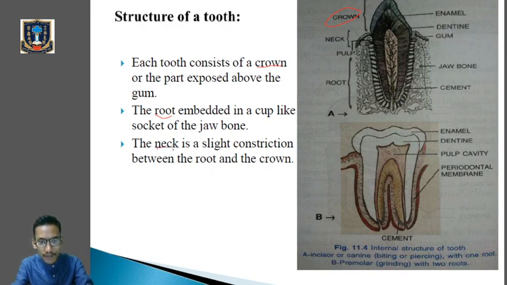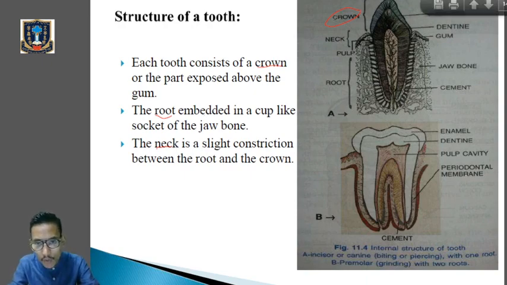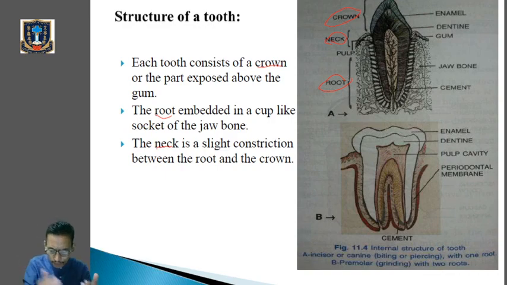The neck is a slight constriction between the root and the crown. So between the root and the crown we will find the neck. Each and every tooth has a crown, the part exposed above the gum, then a neck portion, then the root portion. So these are the parts of a tooth.